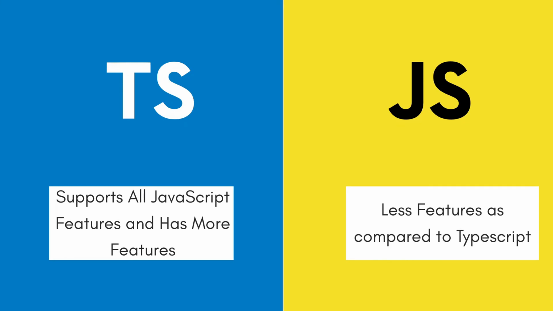Now the next feature: TypeScript supports all the JavaScript features and has more features externally, like union types where we can have more than one data type in a variable, and enums which are constant variables. We have tuples which have a fixed number of elements in the array, and then we have interfaces and generics. JavaScript has fewer features compared to TypeScript. So these are the differences between TypeScript and JavaScript.